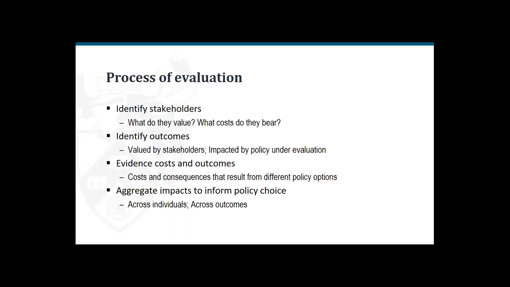In order to make decisions between alternative courses of action, when we're in a situation where we have a trade-off, where there isn't one policy that seems to have the lowest cost but the most beneficial outcomes, then we need to aggregate impacts to inform the policy choice and apply valuations to those trade-offs. We need to aggregate across the different individuals affected by the policies and across the different outcomes that matter to the various stakeholders involved.